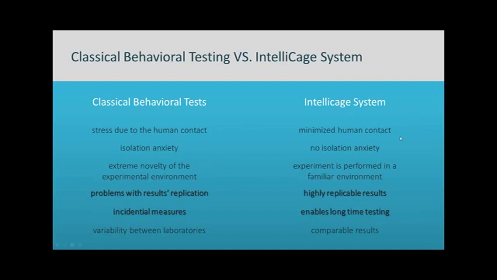Anxiety is probably the most common factor that confounds behavioral results. It's important for me because anxiety is comorbid with different psychiatric disorders we try to model in mice. So we would like to separate the symptoms we try to model from anxiety, and this is one of the reasons why we use the IntelliCage system.